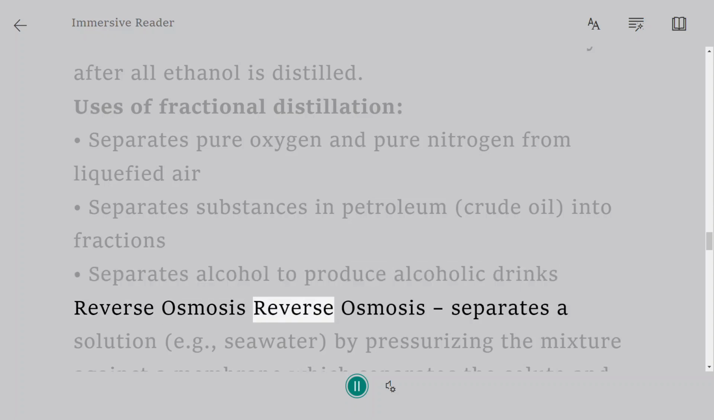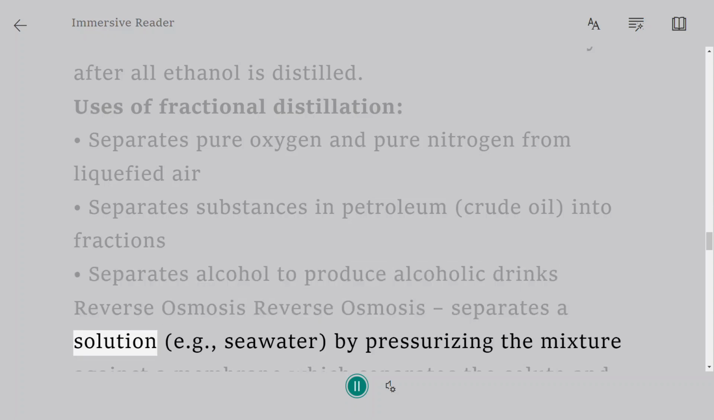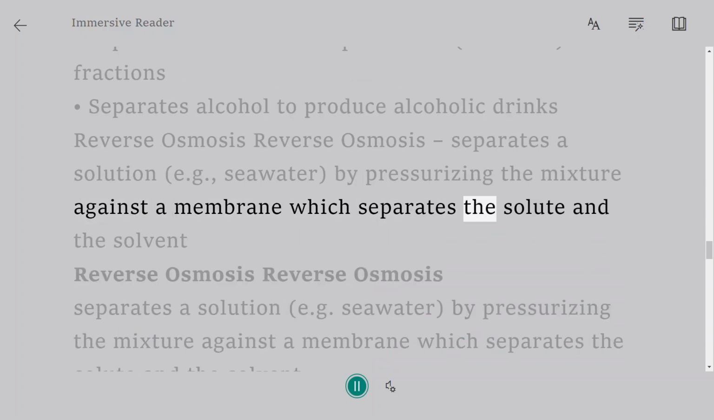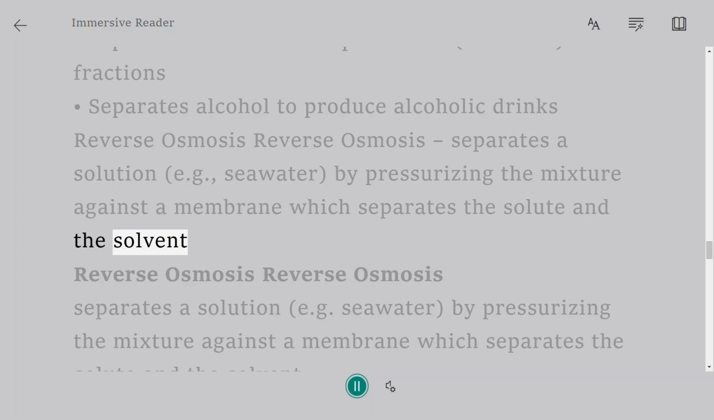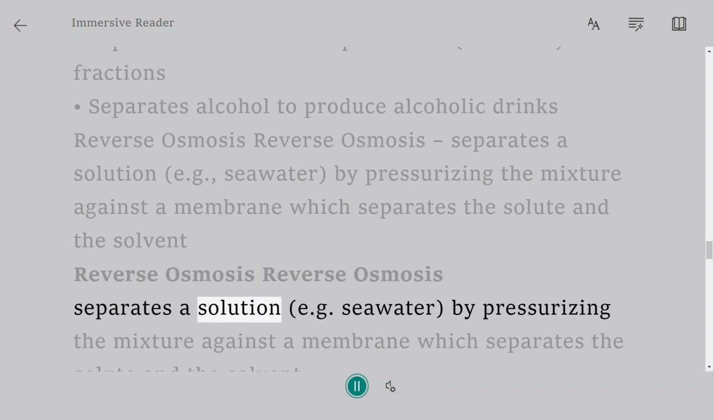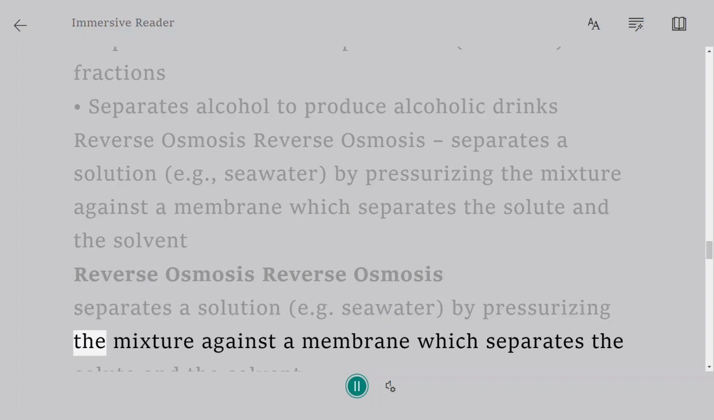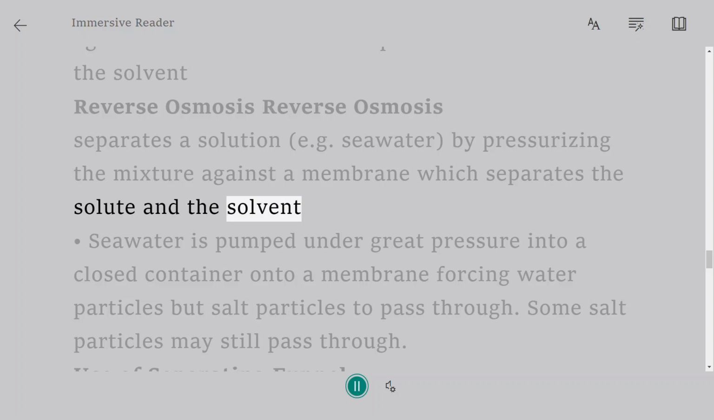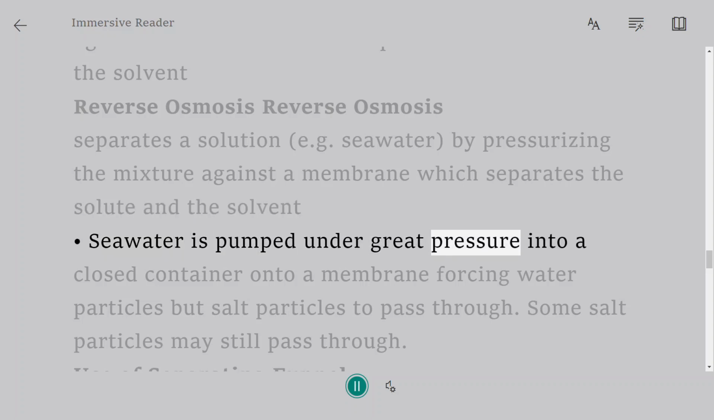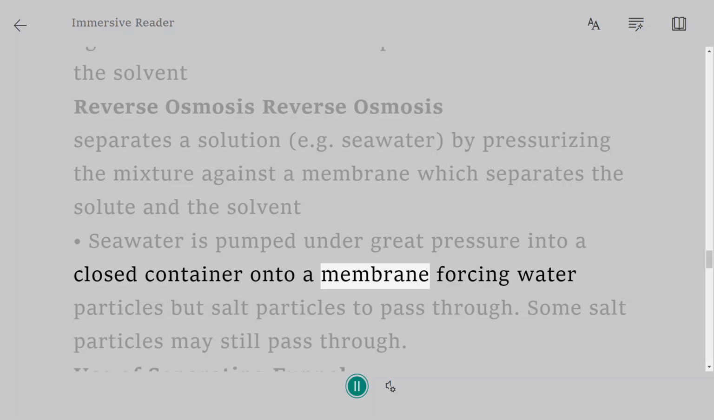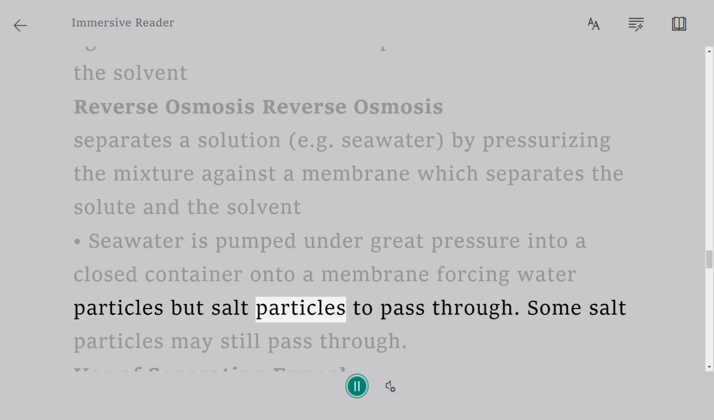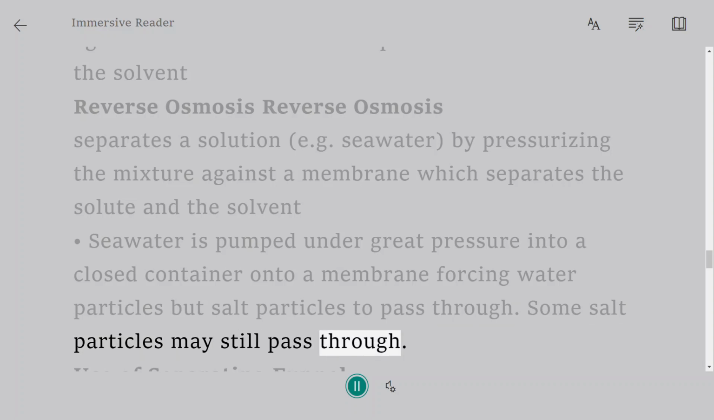Reverse osmosis separates a solution, for example seawater, by pressurizing the mixture against a membrane which separates the solute and the solvent. Seawater is pumped under great pressure into a closed container onto a membrane, forcing water particles through but not salt particles. Some salt particles may still pass through.